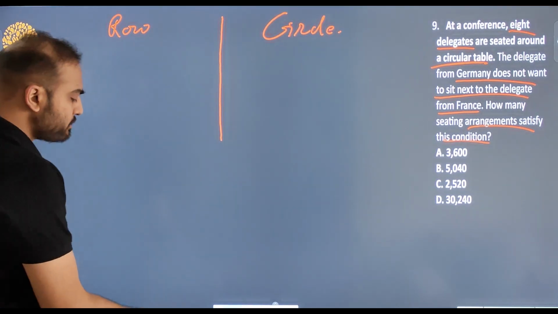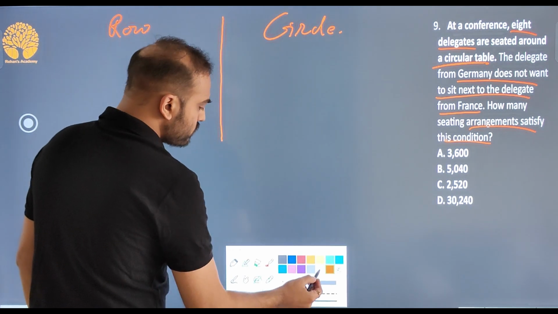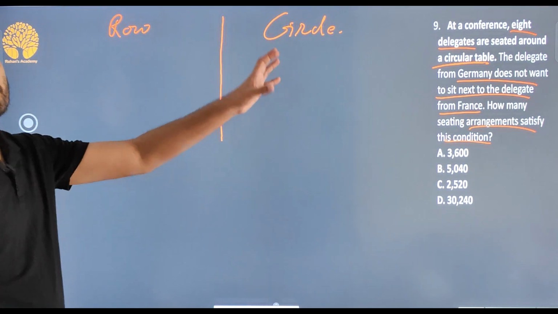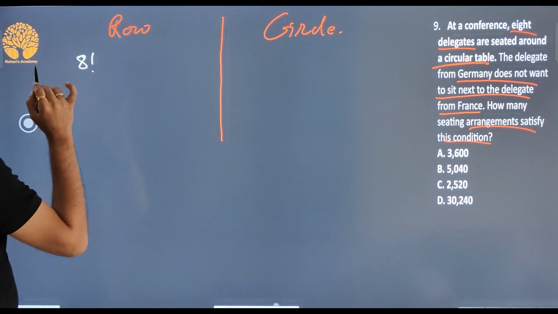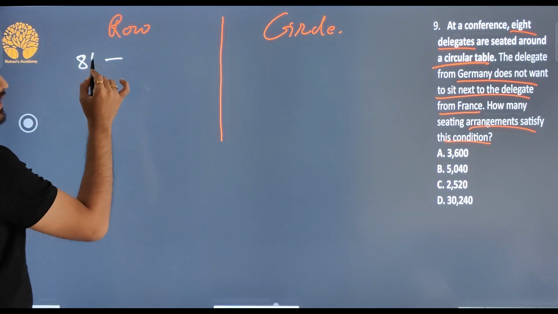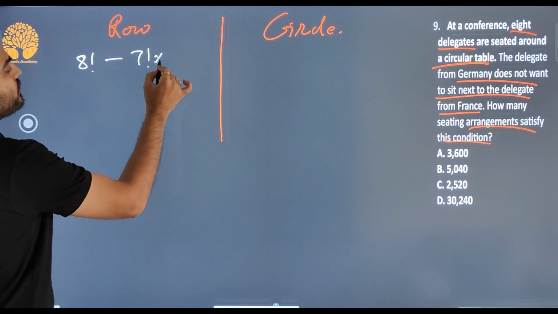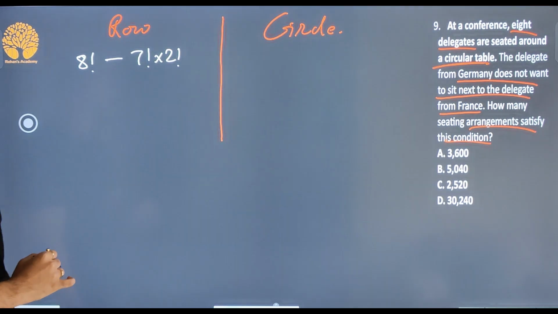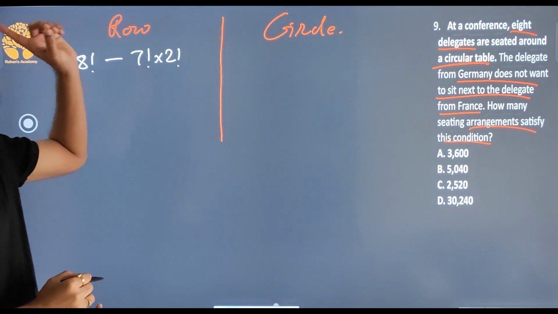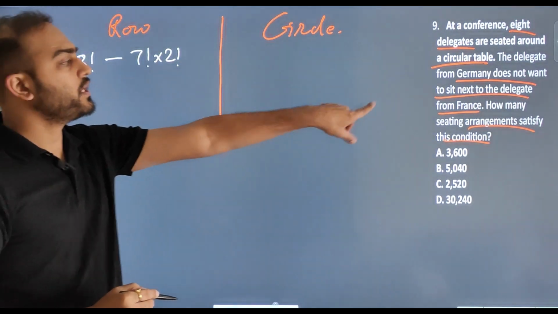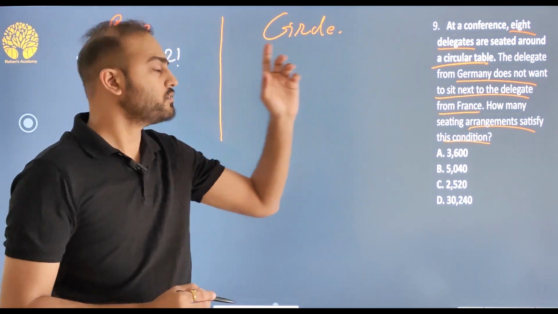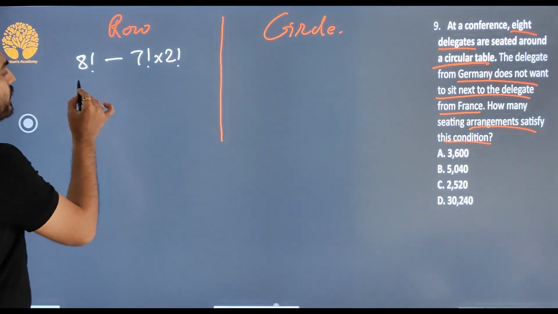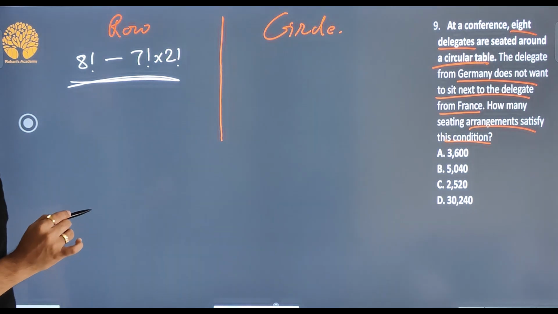Now had this been sitting in a row, I can simply do total minus the cases when they sit together. Total is 8 factorial minus the cases when they sit together, that is 7 factorial times 2 factorial. Recall this: I'll consider Germany and France as 1, the remaining 6 plus this 1 make 7, so 7 factorial times 2 factorial. This would have happened if they were sitting in a row.